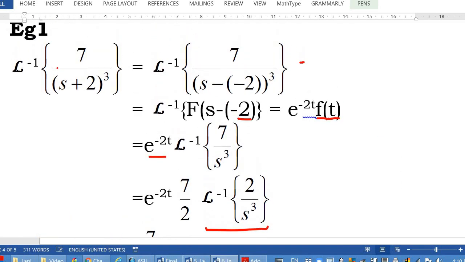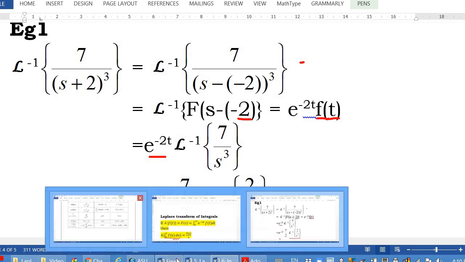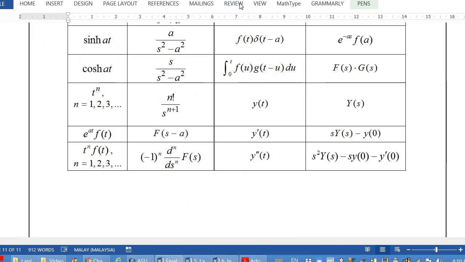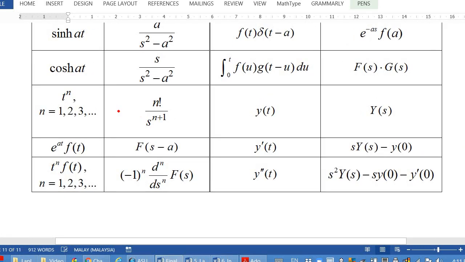I repeat. From the table of Laplace transforms, you get the s cubed from this term. s cubed is actually 2 plus 1, hence you must have 2 factorial, and 2 factorial is 2. So for s cubed, the inverse Laplace will be t squared.